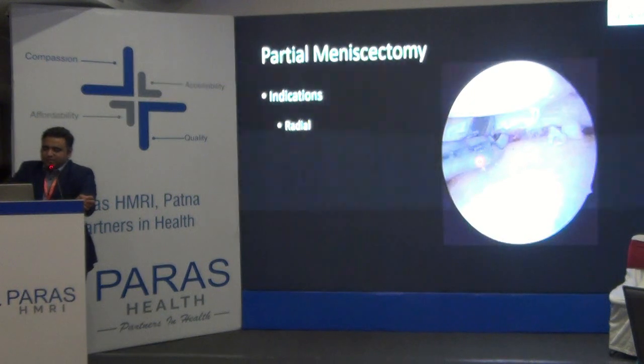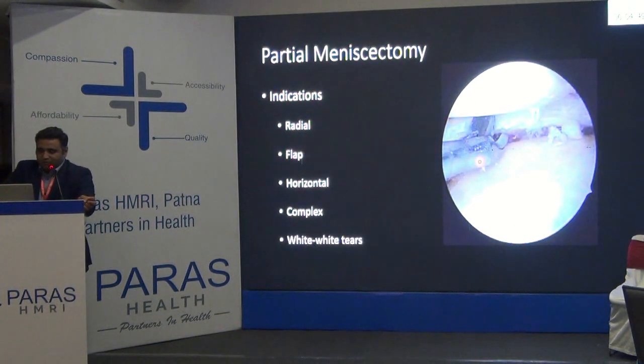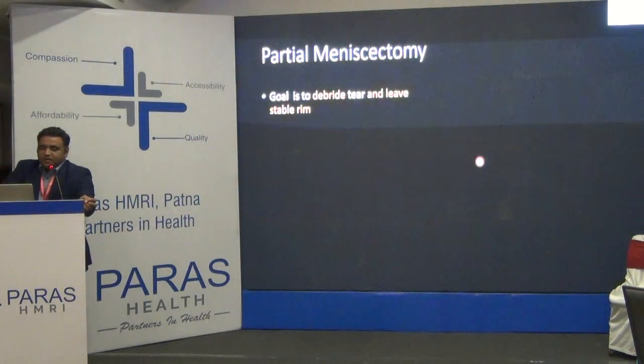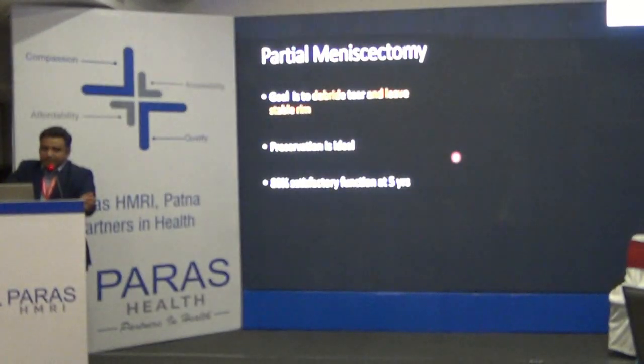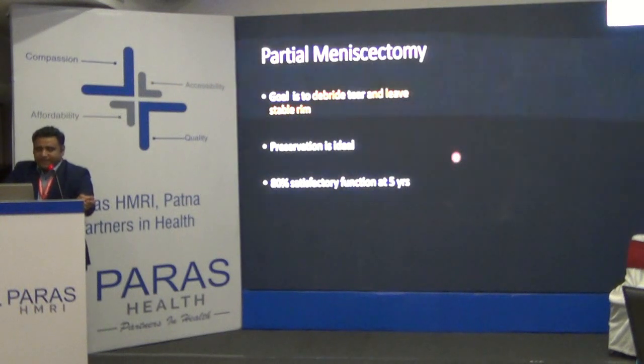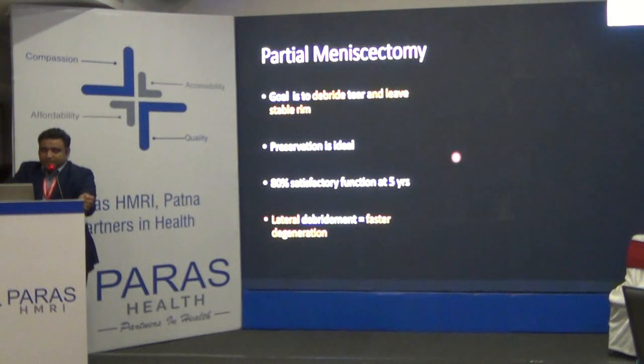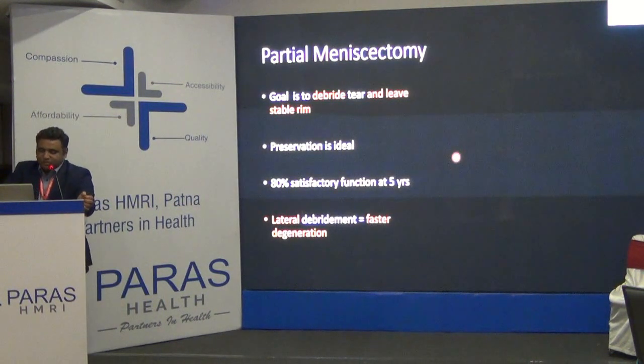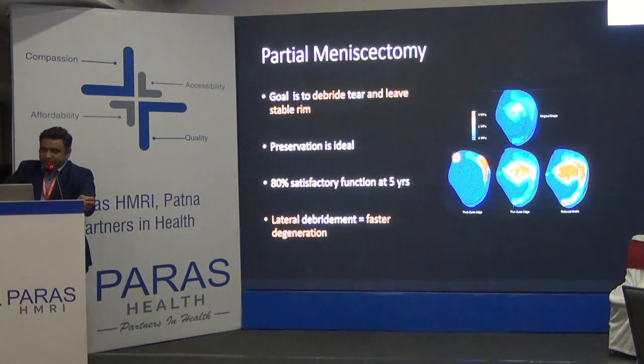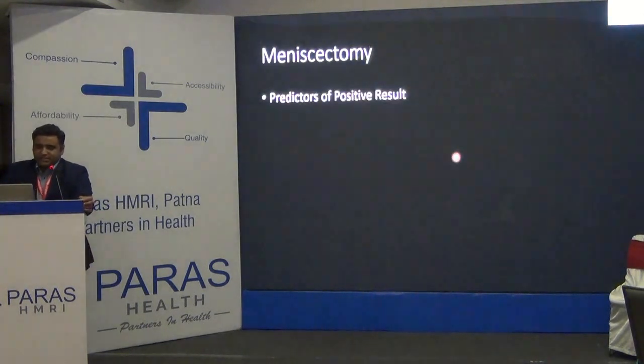So partial meniscectomy is usually for radial types of tears. If there are flap tears, horizontal tears, complex or white zone tears, they can be very well managed with partial meniscectomy. In partial meniscectomy, the goal is to debride the tear and leave a stable rim. Whatever you preserve is ideal, and results have shown satisfactory outcomes at the end of 5 years after partial meniscectomy. If you do debridement or a section of the lateral meniscus, there is faster degeneration of the knee joint, as shown by various studies.